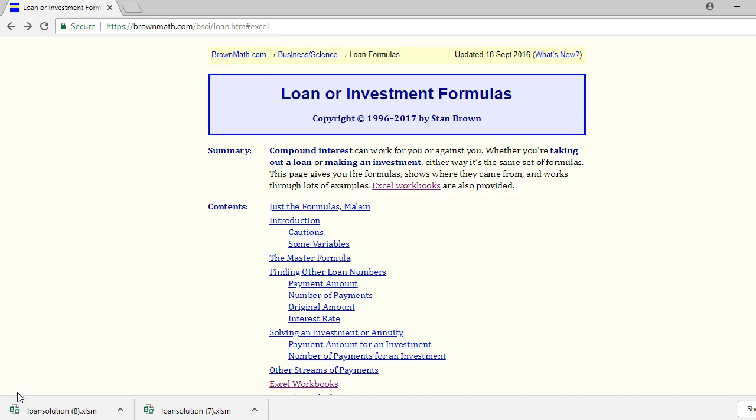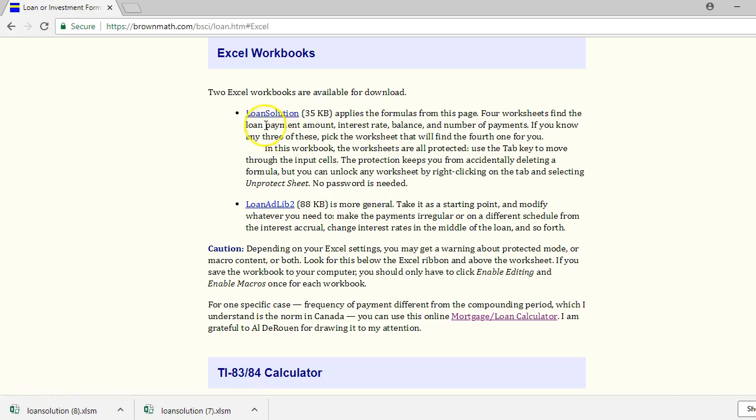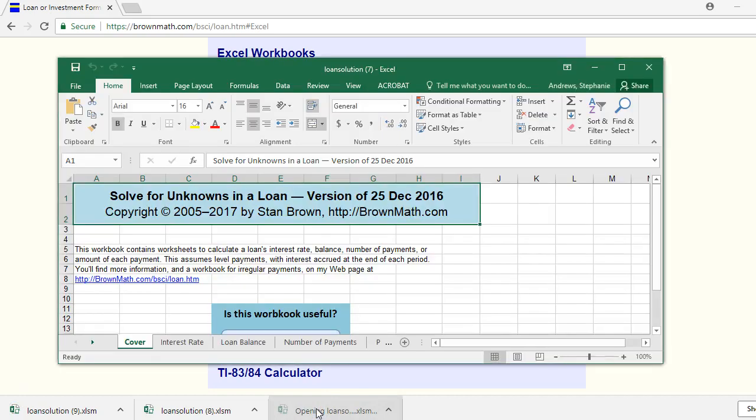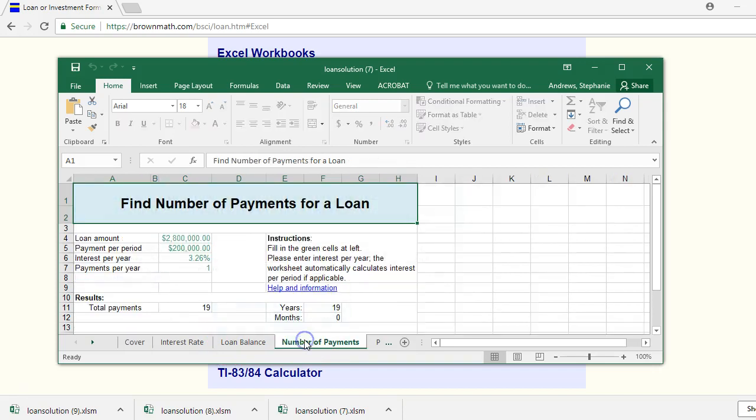So this is the website that I have found. It's, as you see at the top, the https brownmath.com/bsci/loan.htm_xl. You can always hit pause, type this in, and I'm going to go down here to Excel workbooks and then loan solution, and it's going to drop several in down here. And when it drops them in, I want you to notice there are tabs at the bottom. The tabs at the bottom, that's what I'm going to use for question number four, that's saying number of payments.